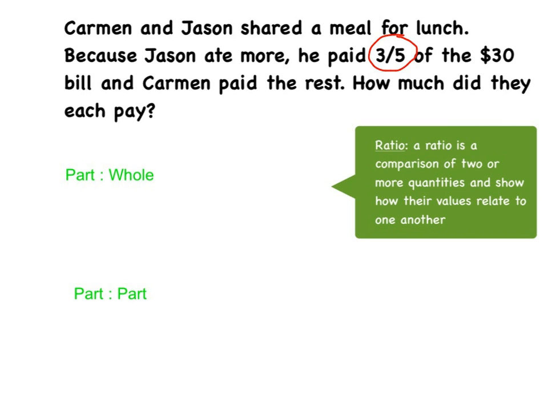So here we go. Carmen and Jason shared a meal for lunch. Because Jason ate more, he paid 3/5 of the $30 bill and Carmen paid the rest. How much did they each pay?